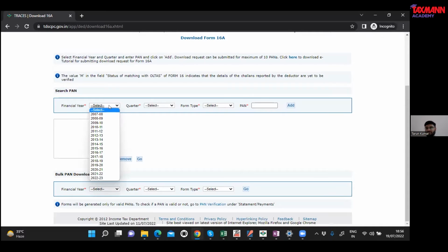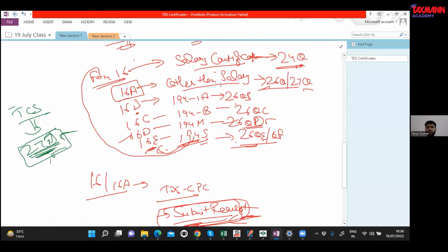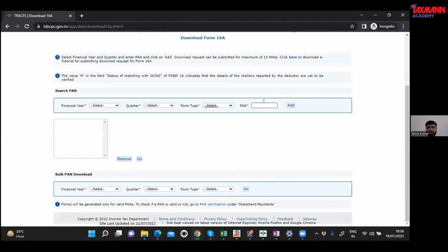You need to select the financial year for which you want to download this certificate, then the quarter for which you want to download this certificate, then form type, right? It can be either form 26Q or form 27Q. I have written here as well that other than salaries it is form 26Q or form 27Q. Then you need to mention the PAN number of the deductee for which you want to download, right?